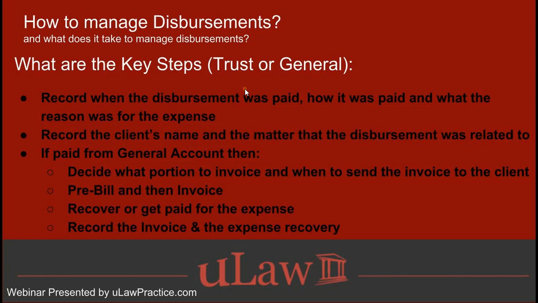But let's say you're a firm that's not dealing with that. You actually want to pay for it yourself using your general account, include it in your billing cycle as an invoice, and then wait for the customer to pay you after that. Then here's some information that you further need to capture. If paid from a general account, then the firm looks to decide what portion to invoice and when to send the invoice to the client. So we spoke about that.